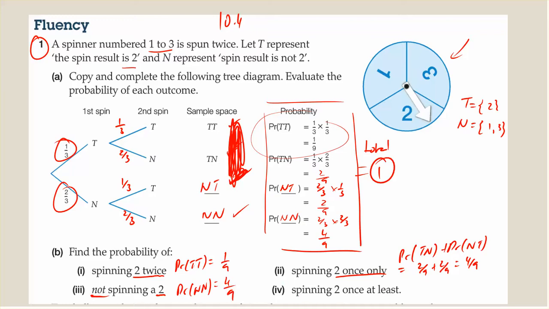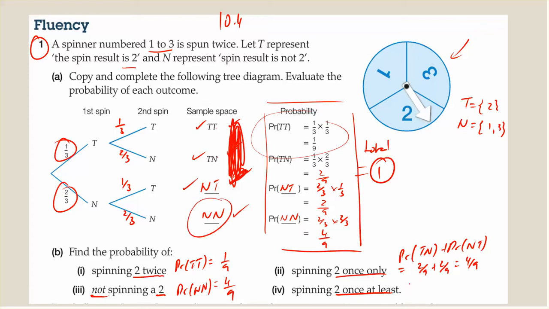And for part 4, spinning 2 at least once. At least once means you can spin 2 2s, but I want 1 2 at least. So it's what I was doing before. We want this one, and this one, because this contains 2 T's, this contains 1 T, this contains 1 T. Great. Okay, so I can do this question both ways. I can add all these 3 together, or I can subtract from 1 the one that's the complement.